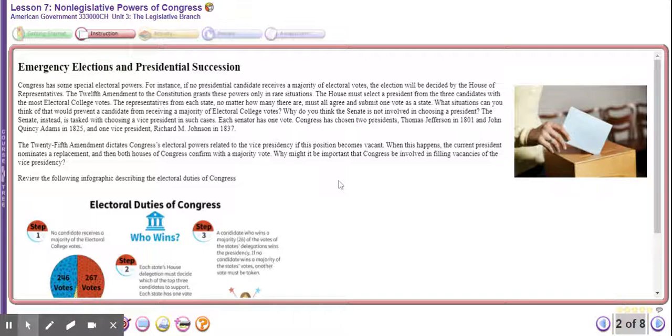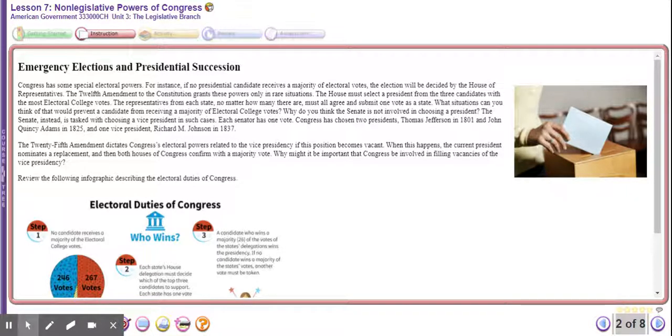Okay. So how does that work? Well, the House must select a president from the three candidates with the most electoral college votes. The representatives from each state, no matter how many there are, remember California has a lot of representatives in the House, Wyoming has just one representative in the House, but no matter how big or small, each state's representatives meet and they submit a single vote as a state.